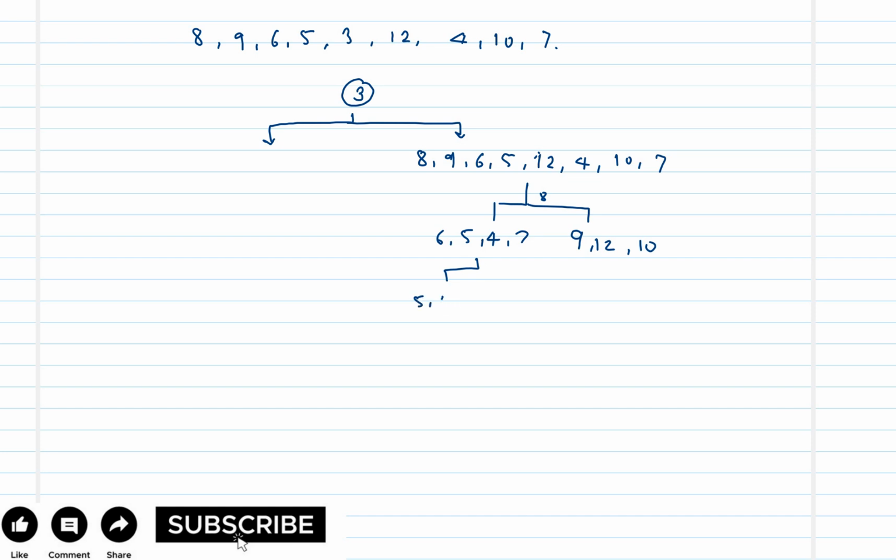So 5, 4 and 7. Here choose 9 as a pivot, then you will get nothing here, and here you will get 12 and 10. And now you can see 5 and 4 are not sorted, so at this stage you have to sort 4, 5, then the pivot was 6, then 4, 5, 6, 7, and then the center point 8, then after 8 comes 9 as a pivot, then 12 and 10 should be sorted, so it will be 10 and 12.